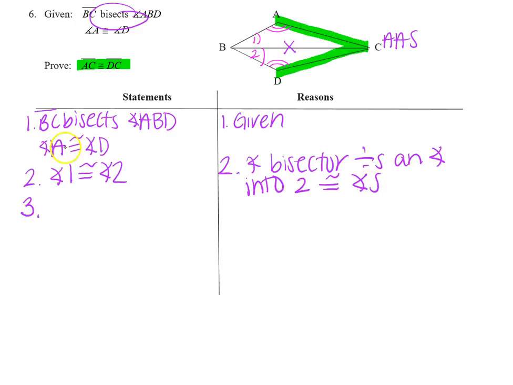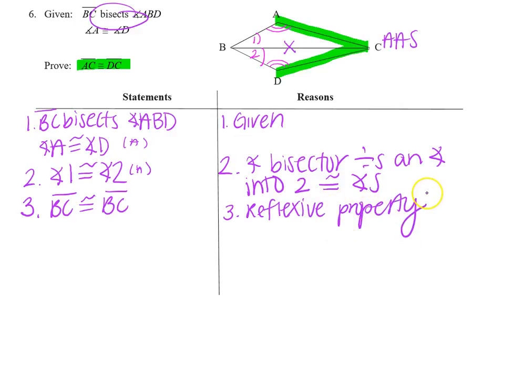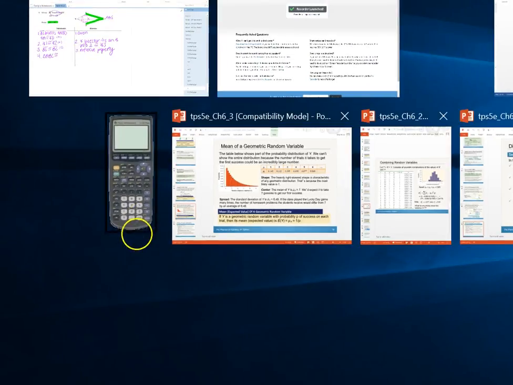Okay, they gave me A and D, so I've got angle, angle. I still have to talk about this shared side. So BC is congruent to BC, and that's by reflexive. Okay, now I can say the triangles are congruent because I got that side. So triangle ABC is congruent to triangle DBC.